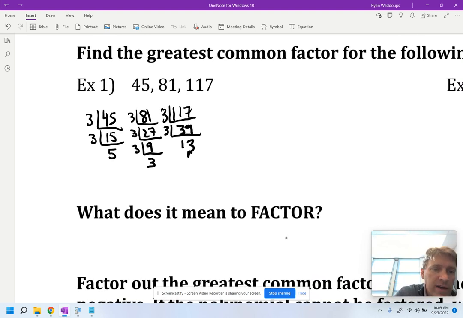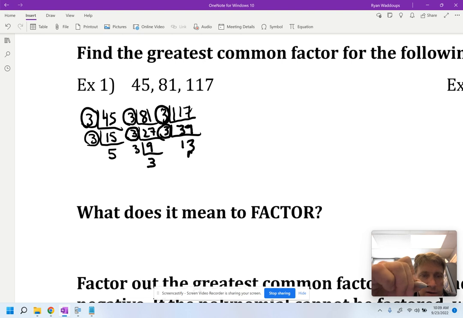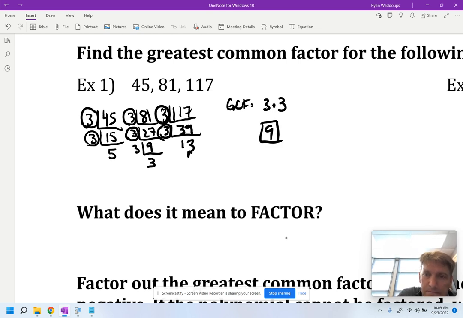And I see, what do they have in common? Well, do they all have a 3? They do all have at least one 3. And do they all have another 3? They do all have at least one other 3. And that's it. That's all they have in common, is the 3. So the GCF is 3 times 3, or 9.